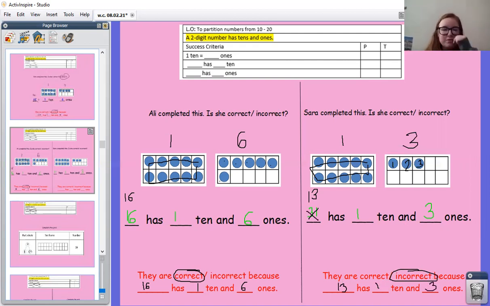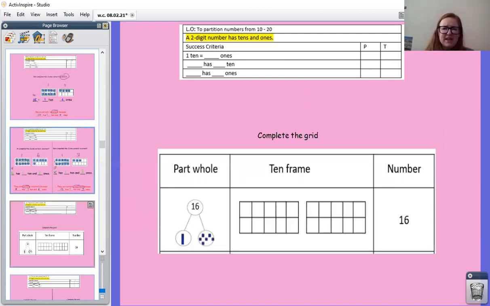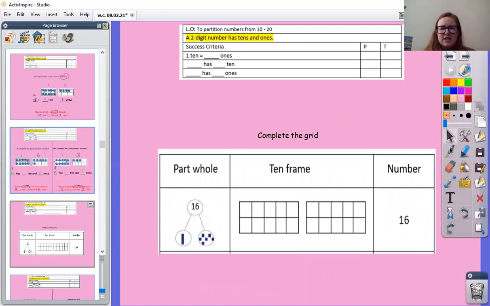Fantastic. Okay. Let's have a go at completing this grid. So earlier in the lesson, we looked at our part-whole model to represent our whole numbers into our tens and ones and how that can be shown in a tens frame. So let's have a go at it. So I can see from this part-whole model, my whole is 16.